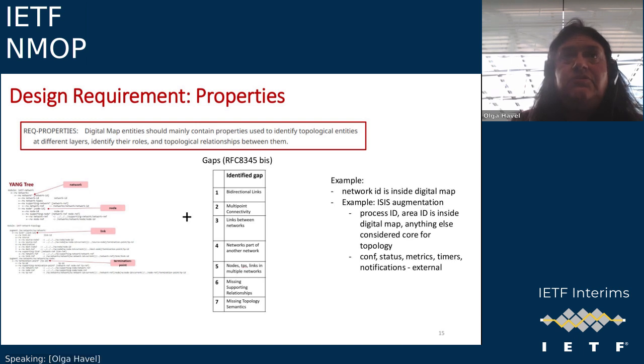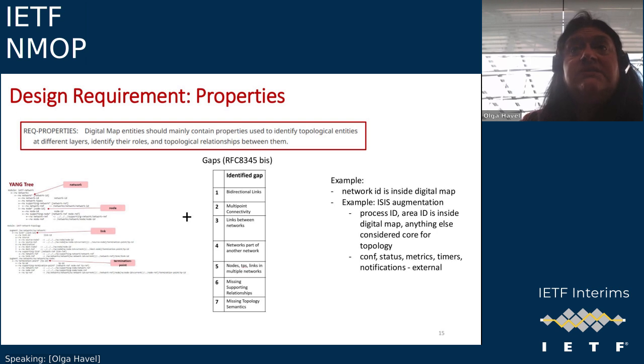Then it was about what properties or attributes should be in the digital map. This was added more like a design requirement. It did not come originally from the operators, but more from the implementation itself, because the core thing was to have the properties that identify the different layers, roles, and topological information, but not to have external things. So these are some recommendations for augmentations, if you think about what's inside the digital map and what's outside.